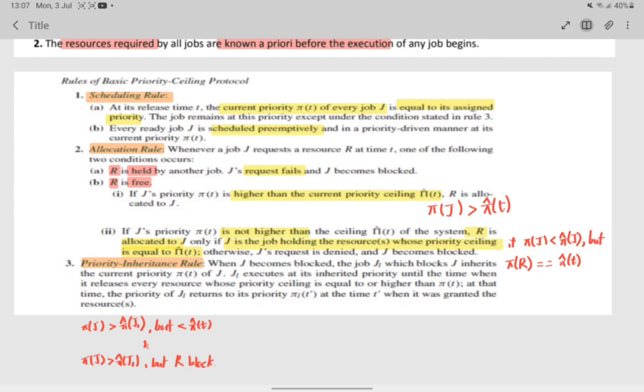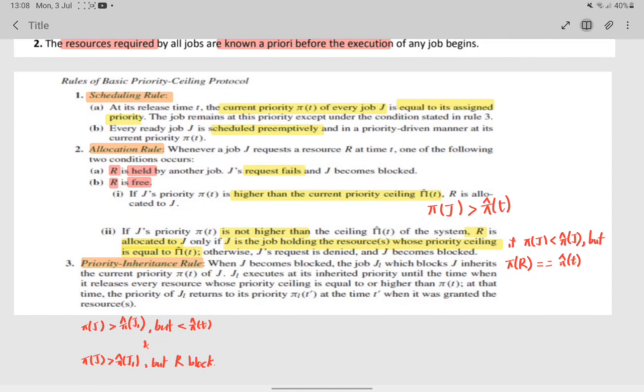First is the scheduling rule. At the release time, the current priority of every job is equal to its assigned priority, and every job is scheduled preemptively.